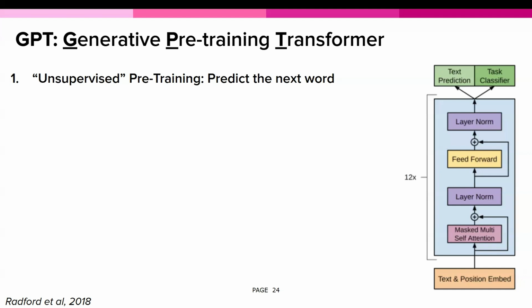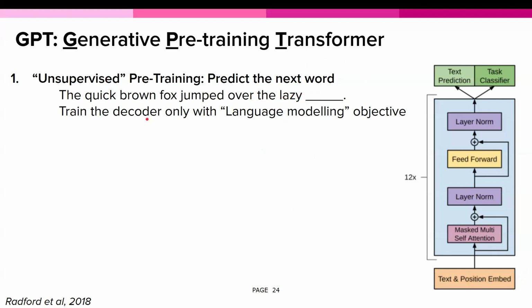Essentially, the model learns to fill in the blank, like the quick brown fox jumped over the lazy dog, right? The objective concerns the model's ability to internalize language structure, syntax, and patterns, crucially without needing labeled data. And this is essential because the amount of training data required is massive.